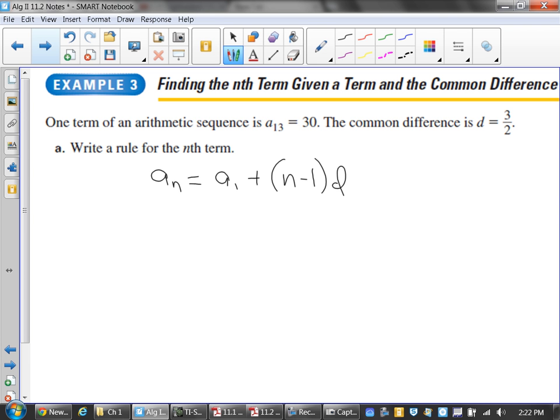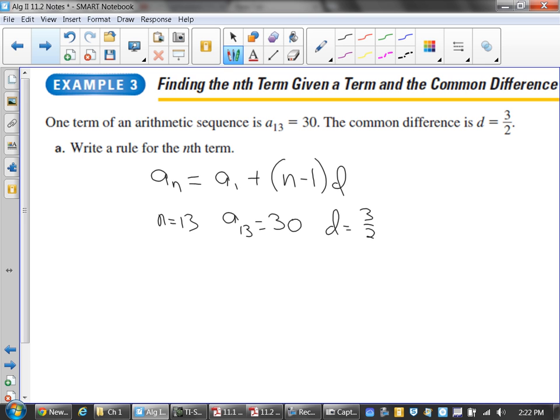In this scenario, the value of n is equal to how much? 13. Excellent. So my n value is 13. Therefore, the 13th term is 30. I also know that my difference is 3 halves. Which one of those 4 variables am I solving for? Yeah, I'm solving for the first term. Everybody see that? So we're going to solve this for my first term.